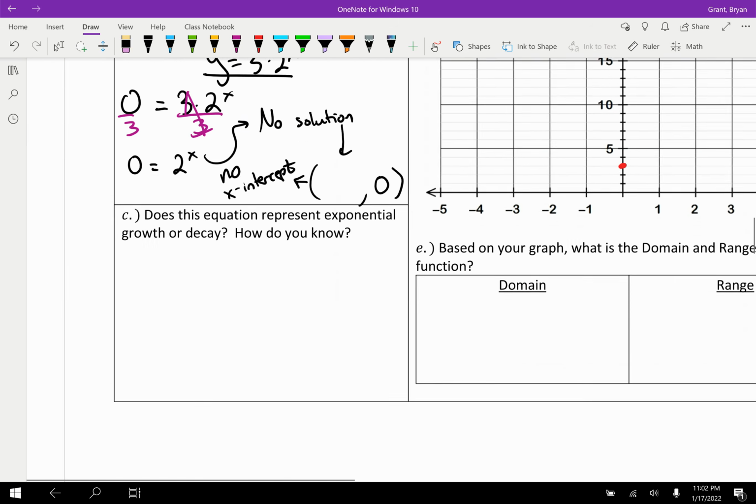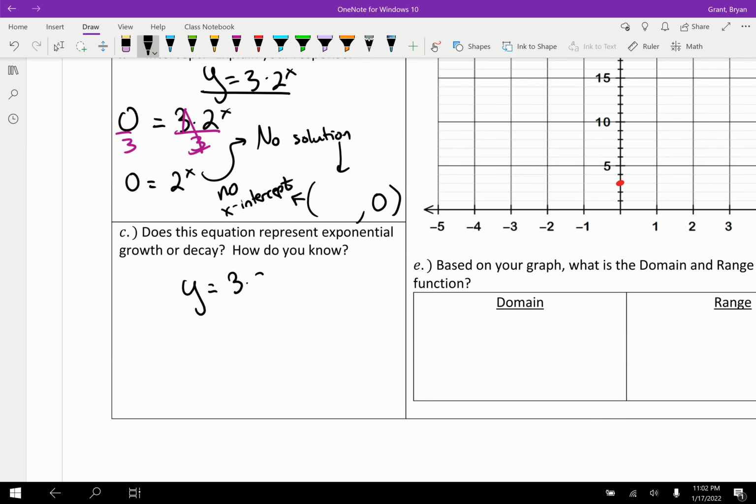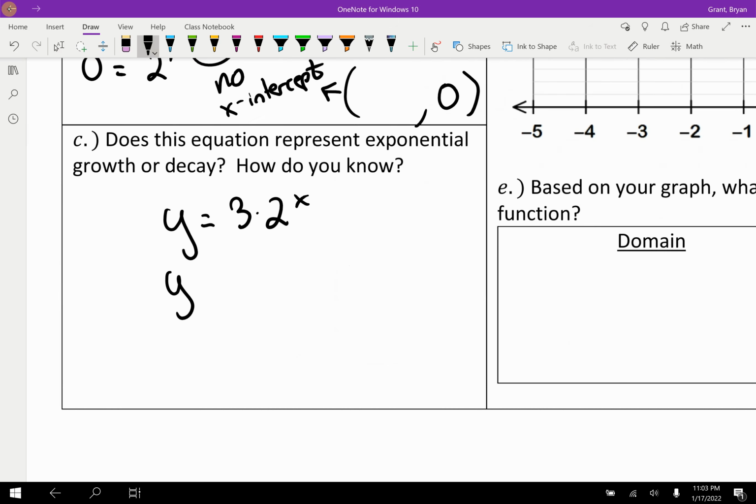Alright, last but not least, same equation one more time. y equals 3 times 2 to the x. Does this equation represent exponential growth or decay? Well, this equation is in the form of y equals a times b to the x power. And although this form is slightly new, we did learn last class that the b value, this guy that's attached to the x, is going to be multiplying by itself many times. And so that means that our b value is still the common ratio.